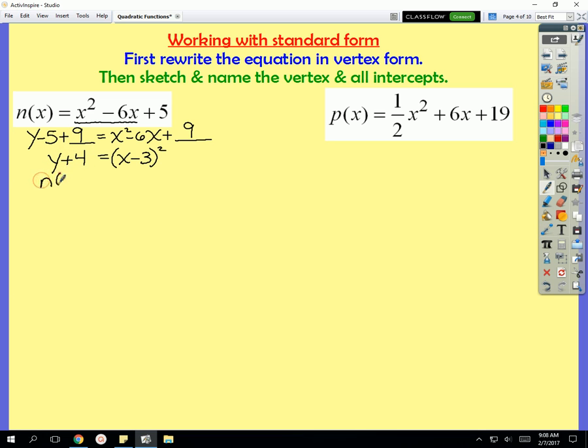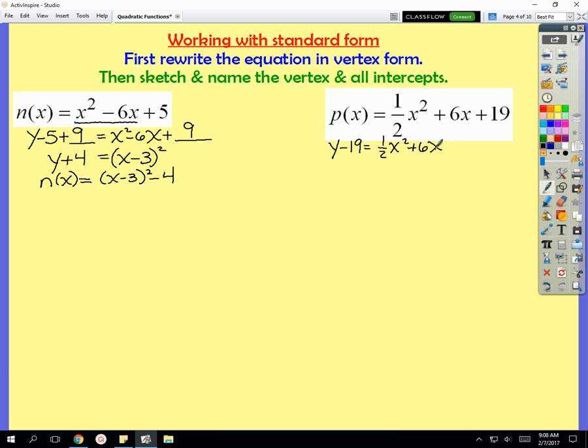Then all you have to do is isolate y. So y equals x minus 3 squared minus 4. And you can see that I not only isolated y, I went ahead and renamed it n of x. Well, let's do p of x the same way. So I'm going to say y minus 19 equals 1 half x squared plus 6x.